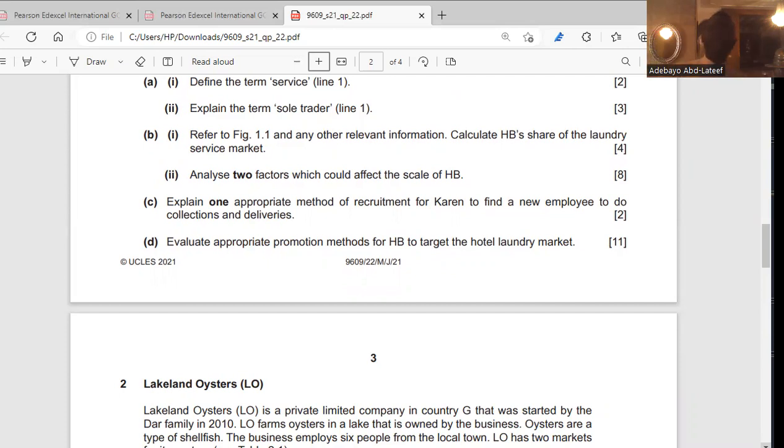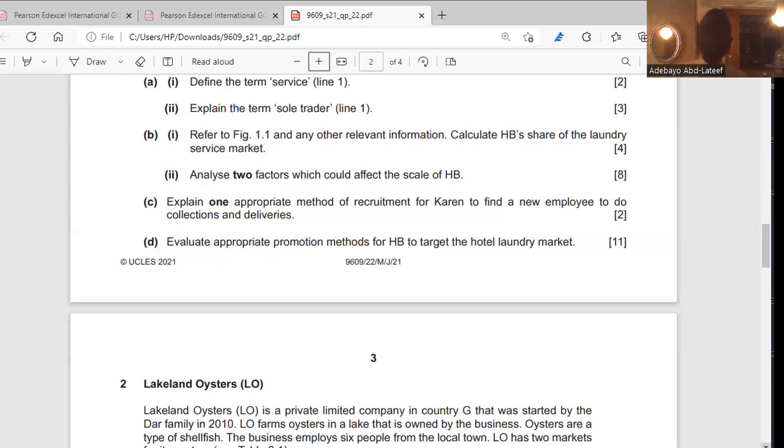Then it can also use direct marketing. For direct marketing, that means you are selling details of your business to each potential customer. And I think I mentioned one more point. Yeah, promotional pricing. Karen can also use discounting, reduce price for its services, and that can also attract customers.